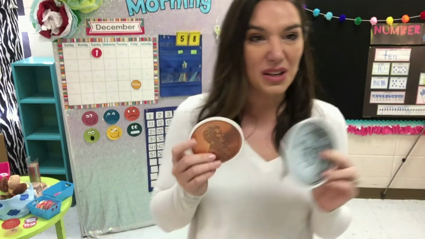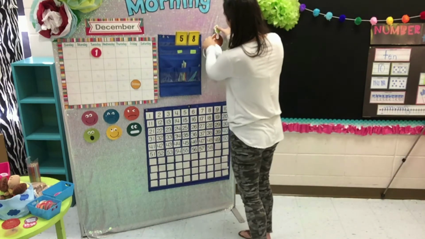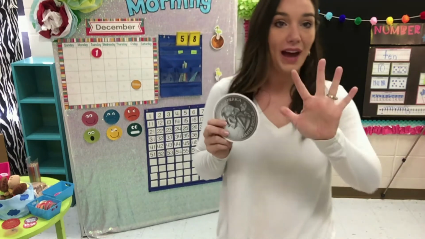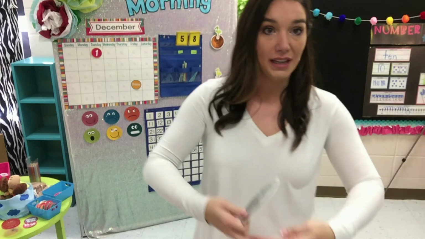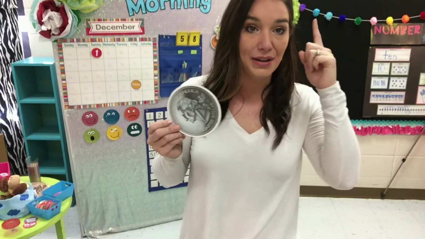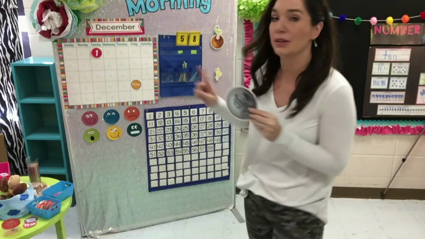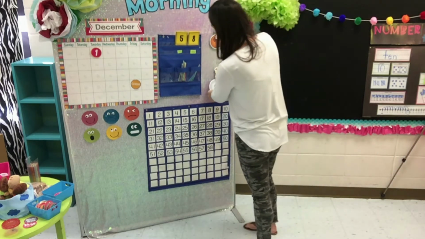Nickels are also really thick and fat, and that's what our rhyme will say that we're going to learn today. Nickel, nickel, thick and fat. You're worth 5 cents, I know that. You ready? Nickel, nickel, thick and fat. You're worth 5 cents, I know that. So a nickel is worth 5, where a penny is only worth 1. It's worth a little bit more money.